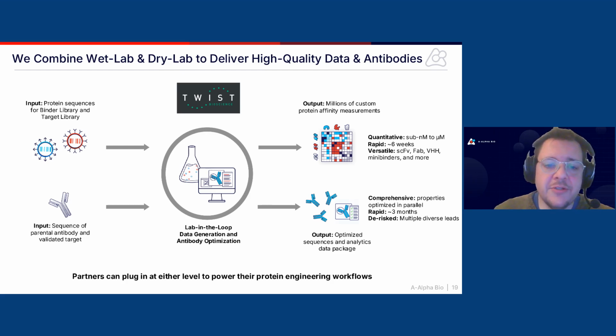So in the end, what we do is combine wet lab and dry lab technologies to deliver high quality data and high quality drug candidates. So again, our input is designed sequences, and this is why we interface so well with modern AI protein models. We then have our lab in the loop for generating data, for benchmarking models, for actually doing antibody optimization. And we output millions of affinity data points, which we can use to engineer really excellent therapeutics in just a few months.